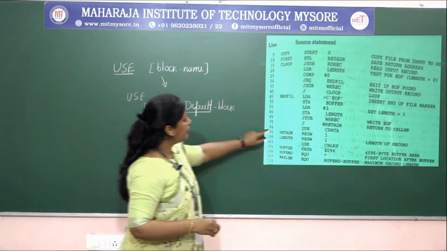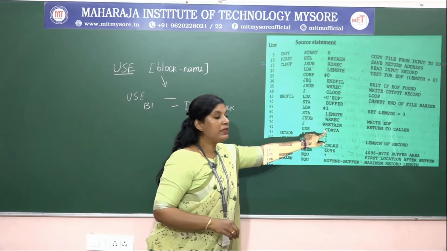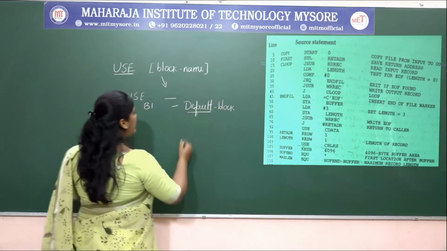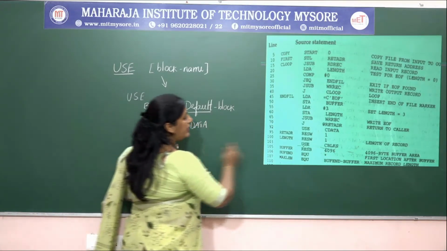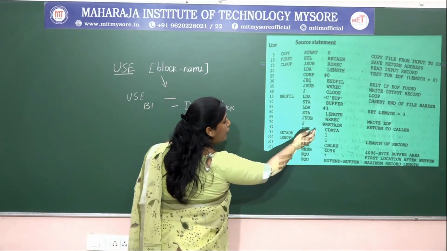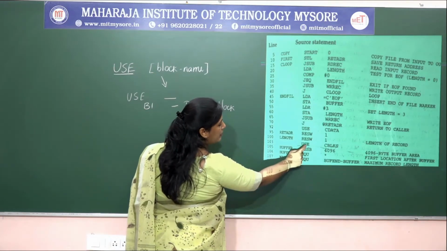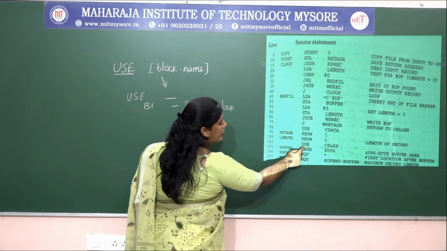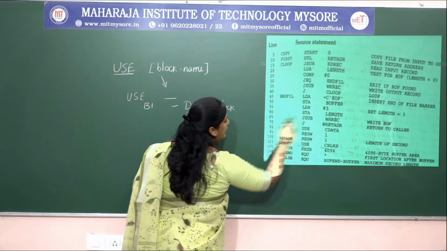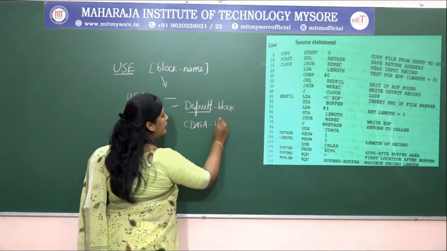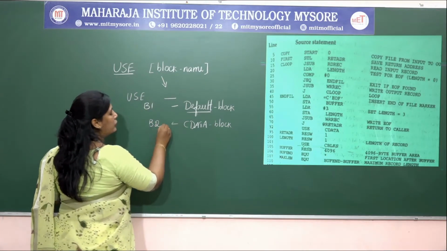Next, at line number 92 it encounters a USE assembler directive which has a block name, it is C data. So it is another block. What is the name? It is C data. It has to keep whatever instructions there are until it encounters another USE assembler directive. Until then, it is going to keep all this data in that C data block. So that is block 2.